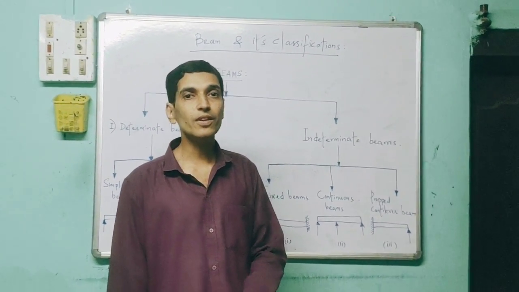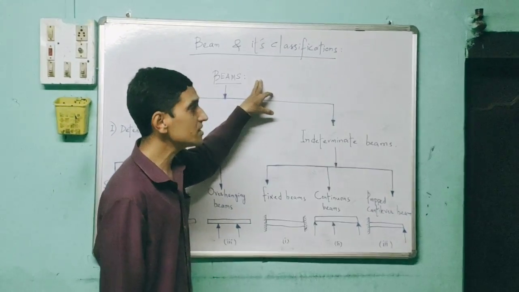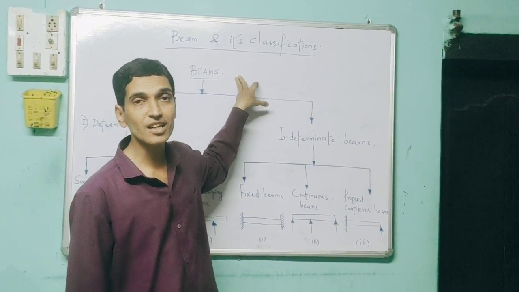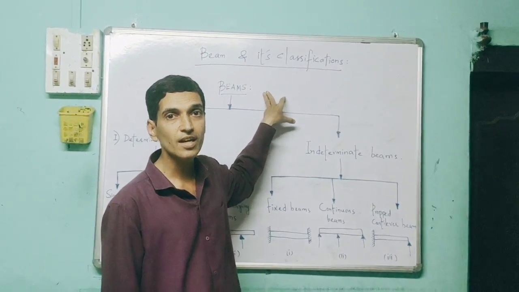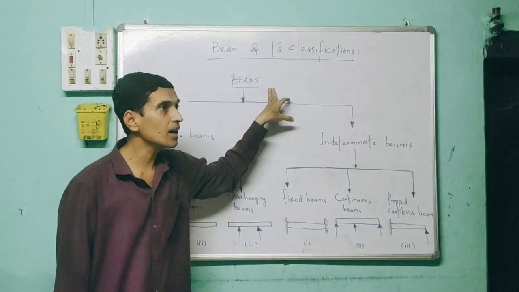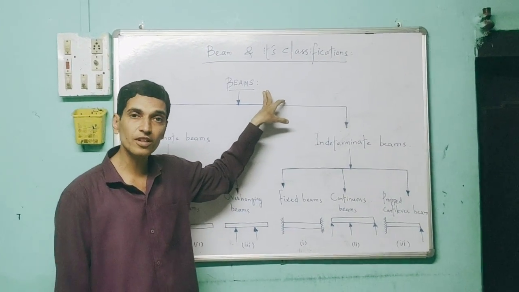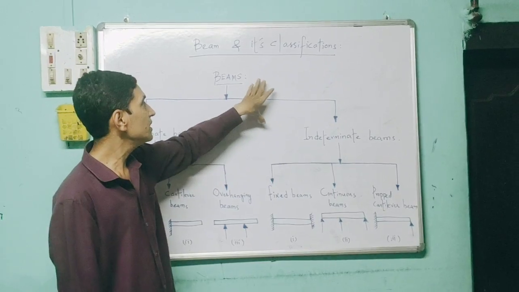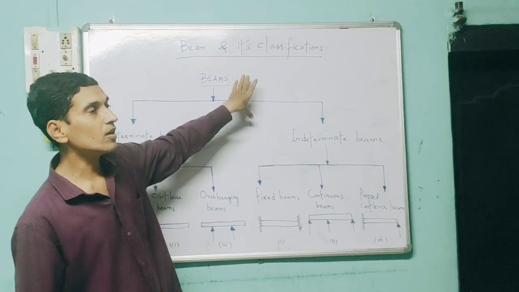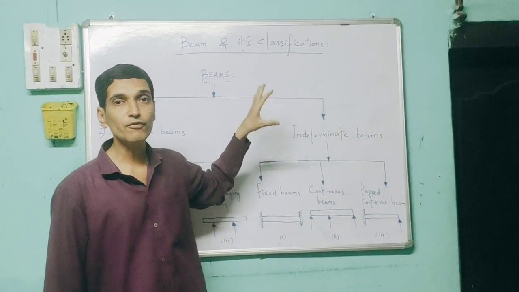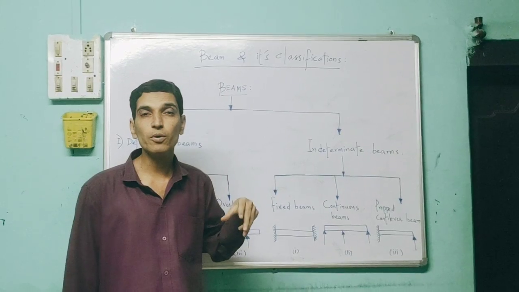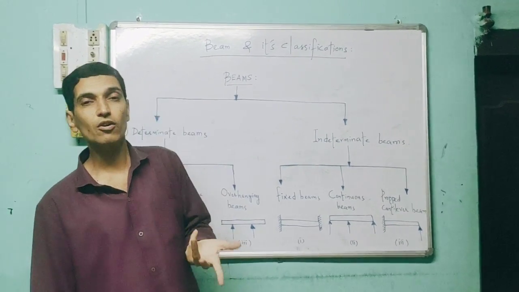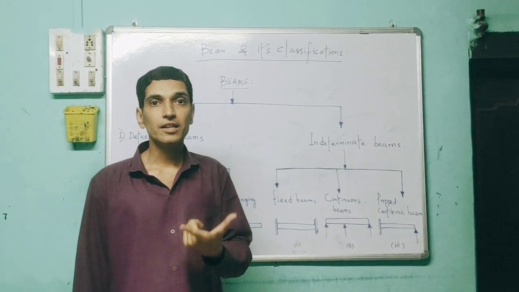A beam is a structural member which has its length larger compared to its cross-section dimensions, and these beams are used to support the roofs in buildings. These beams are acted upon by different forces for which we need to provide support reactions, without which the beam will not be stable.